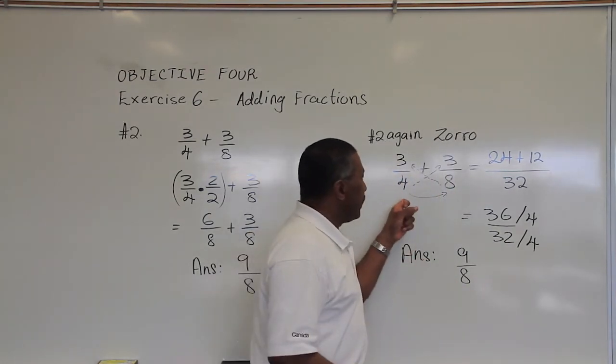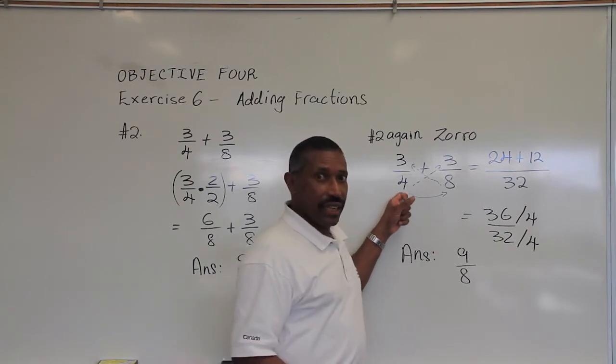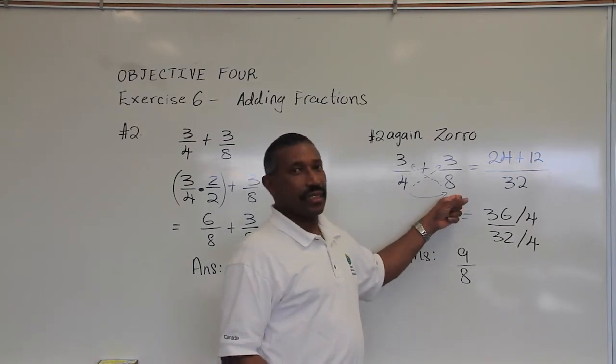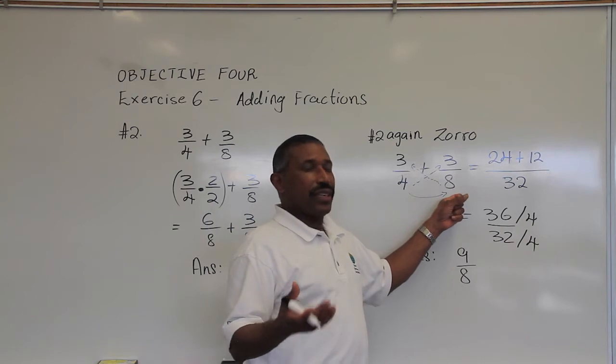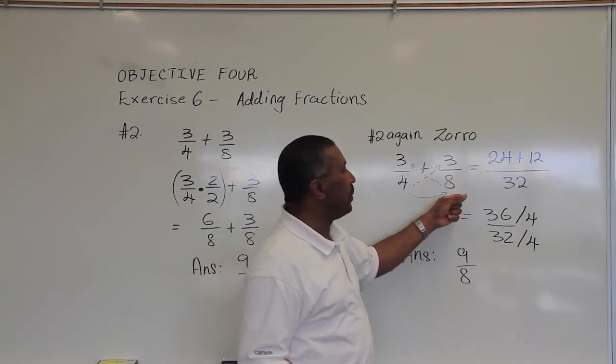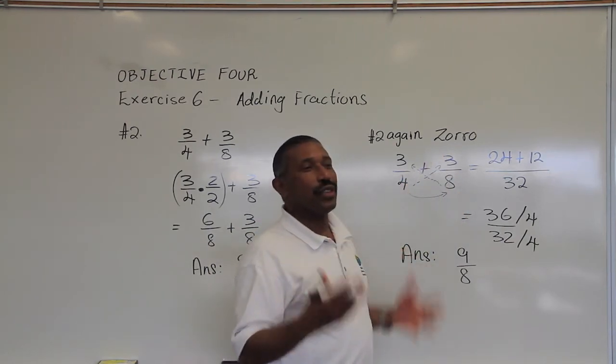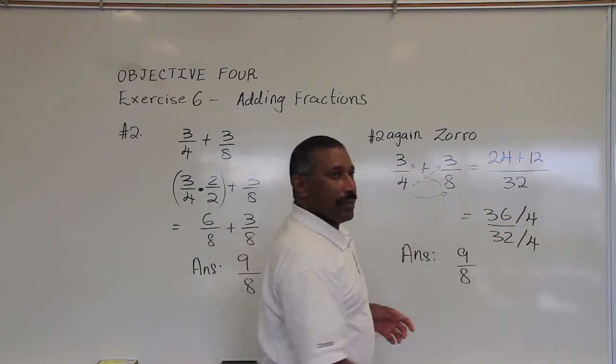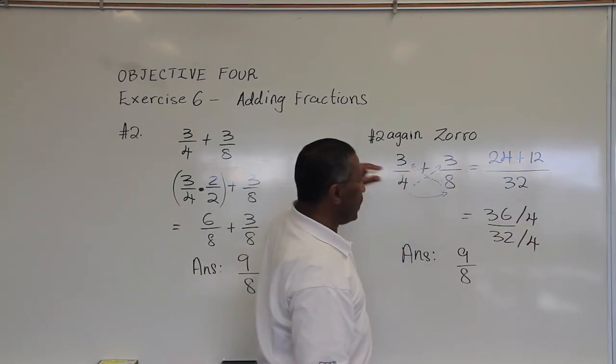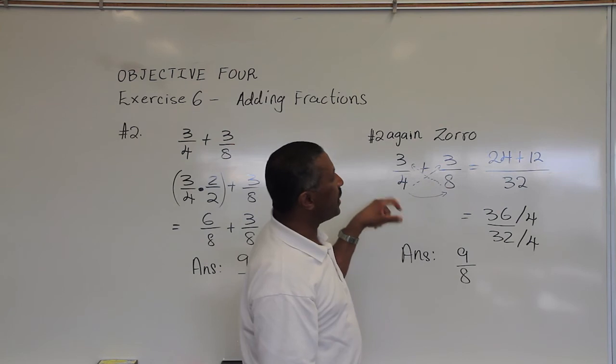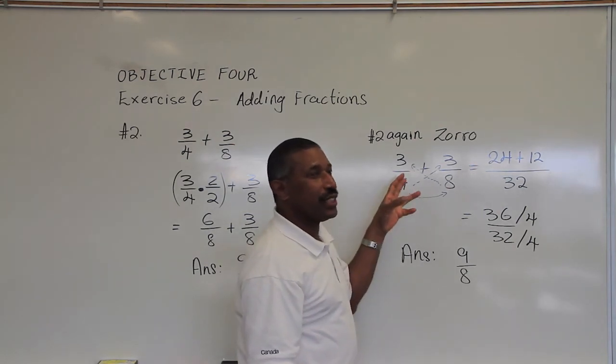What if you had a 19 here and this was 17? You won't be able to find the LCD, so don't waste your time. But this little technique, I call it Zorro because of it. So go left, go right, go across. You might want to watch it again to make sure you catch the technique.